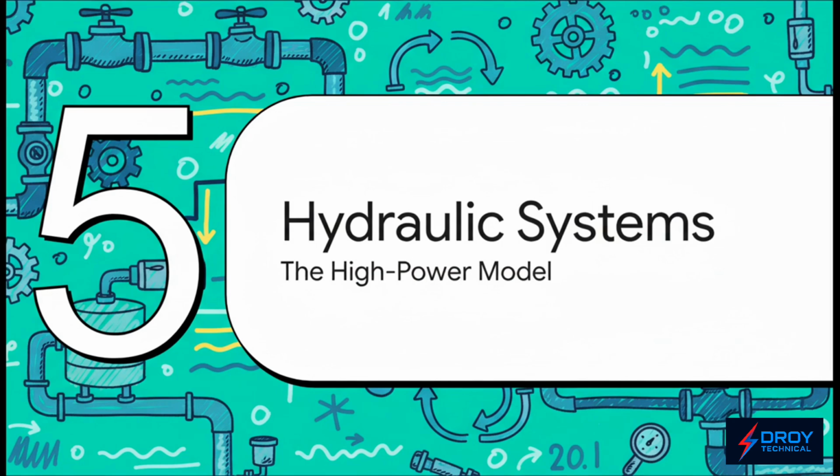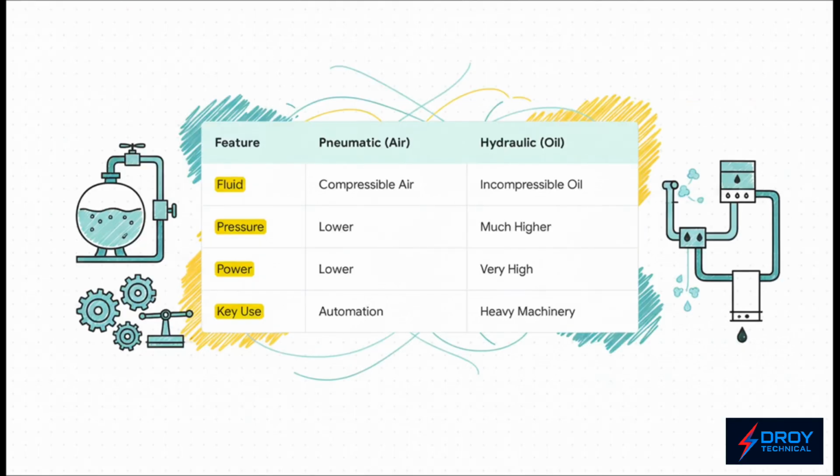Okay, now let's take our universal model and apply it to the heavyweights, the real powerhouses of the engineering world, hydraulic systems. They also use resistance and capacitance, but they operate on a whole different level of power. So what's the big difference between the two? It really comes down to the fluid they use. Pneumatics use air, which you can compress. It's fast, but not great for raw force. Hydraulics use oil, which is pretty much incompressible. And that lets them operate at incredibly high pressures and generate just immense power. We're talking bulldozers, aircraft landing gear, that kind of stuff.